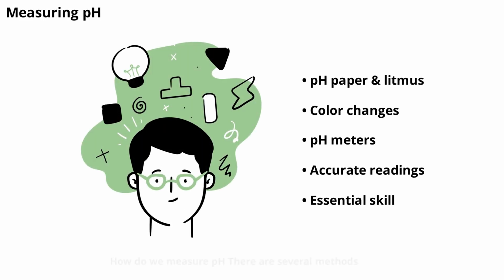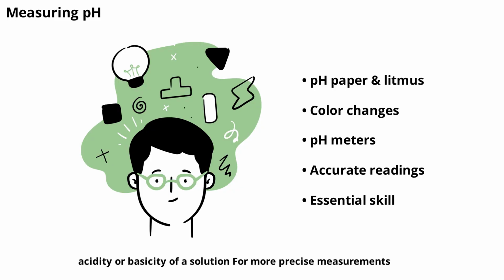How do we measure pH? There are several methods. The simplest is using pH paper or litmus paper, which changes color depending on the acidity or basicity of a solution. For more precise measurements, scientists use electronic pH meters. These devices can give accurate readings to 2 decimal places. Whether in a classroom or a laboratory, measuring pH is a fundamental skill for anyone working with chemicals.